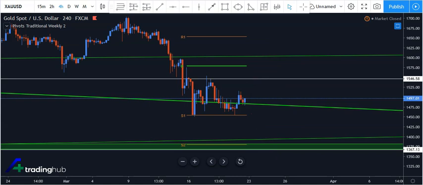But if you're an aggressive trader, you don't want to wait for price to push up to this point before you sell. You can as well sell from the current market price, and your target should be at the 1367 zone. So that's what we have on gold.